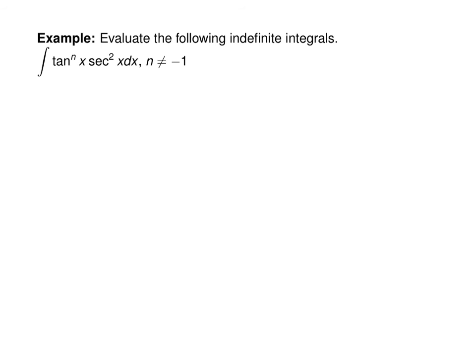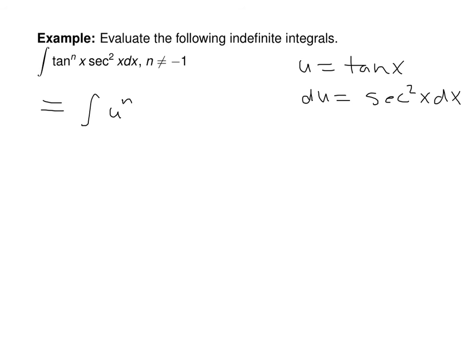Okay, a slightly more complicated one. I have tangent to the n, secant squared x. The thing you should recognize is if you u sub for tangent, its derivative, which is secant squared x, shows up there. That's what you're looking for, some function whose derivative appears in your integrand, up to a constant. So if you let u equal tangent of x, then du is secant squared x dx. So this becomes the integral of u to the n du.